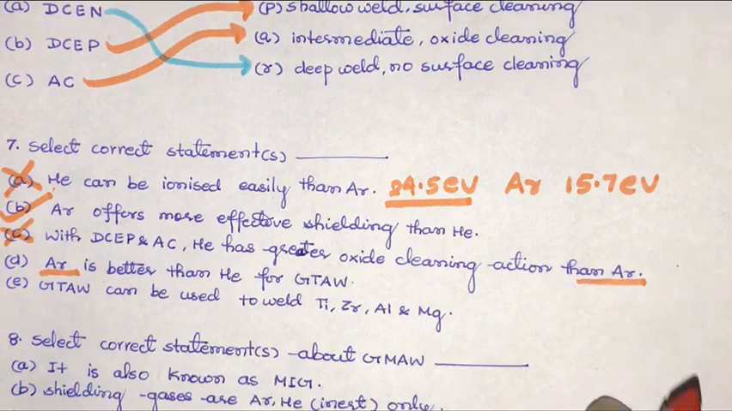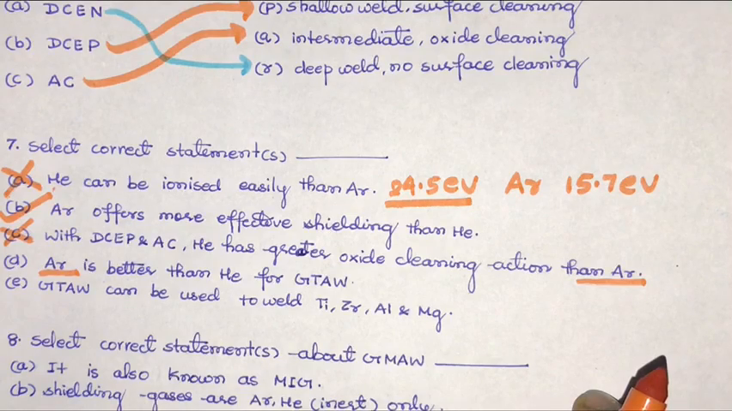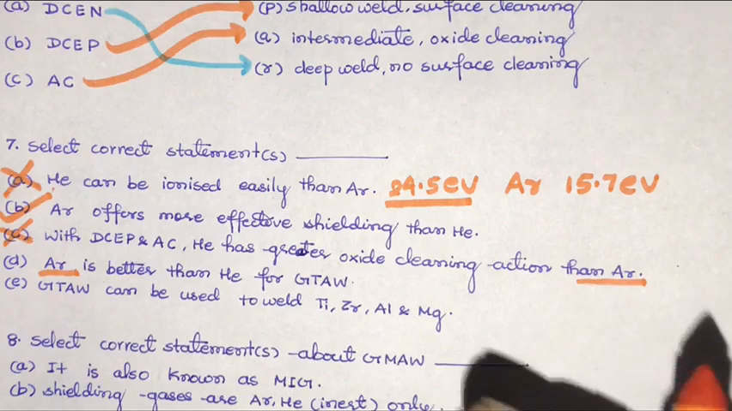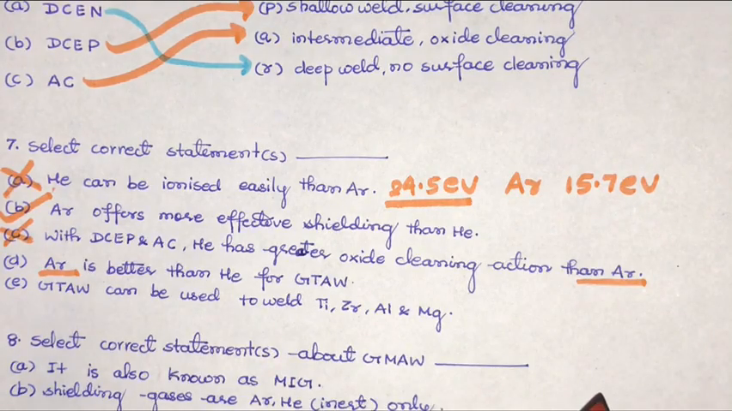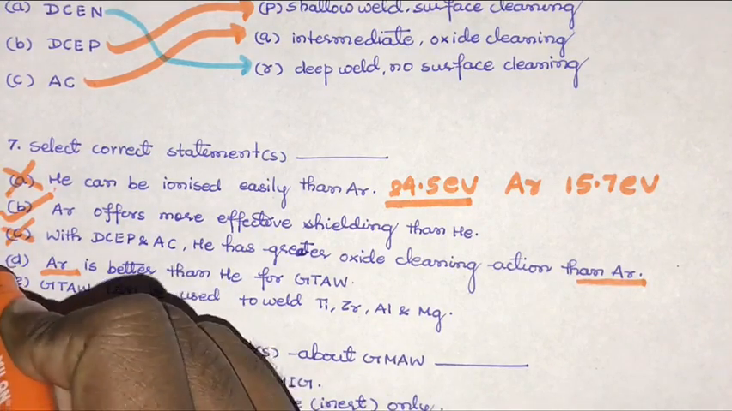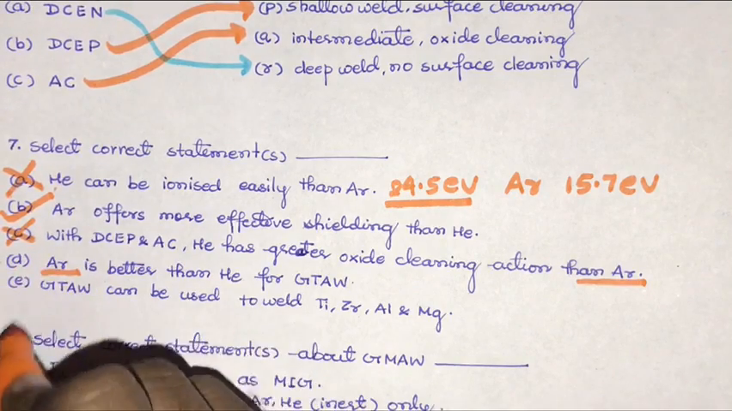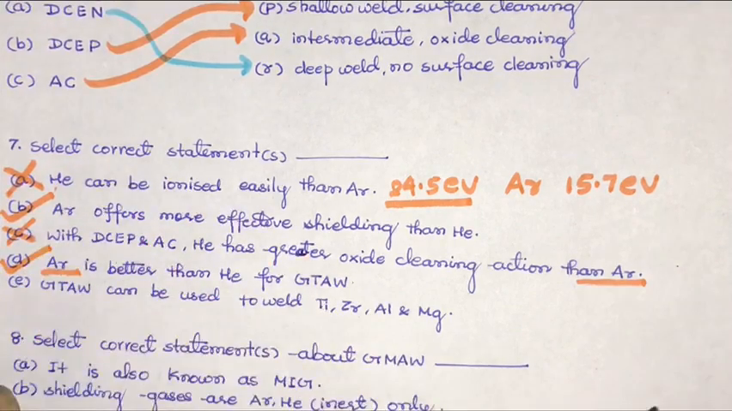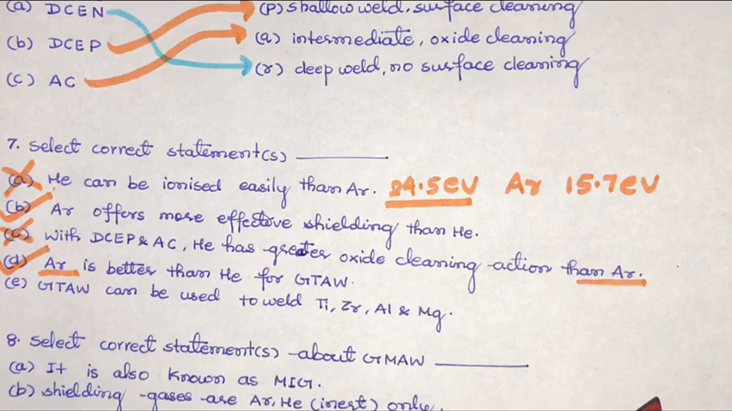And one more important thing is that argon is cheaper than helium. The cost of argon is much lower than helium. So again, all this makes argon better than helium for gas tungsten arc welding.